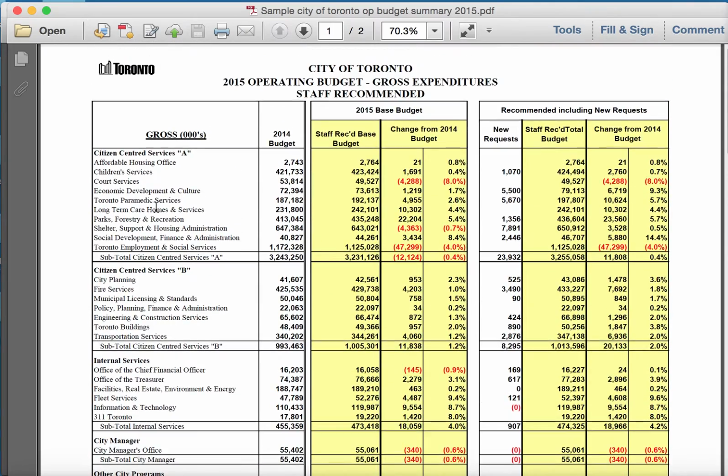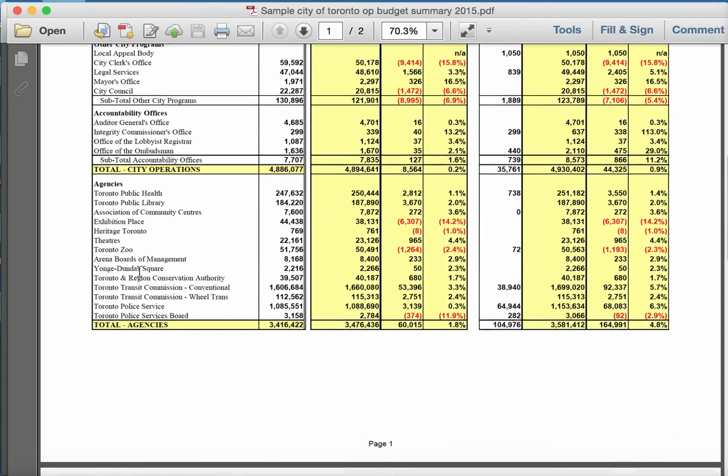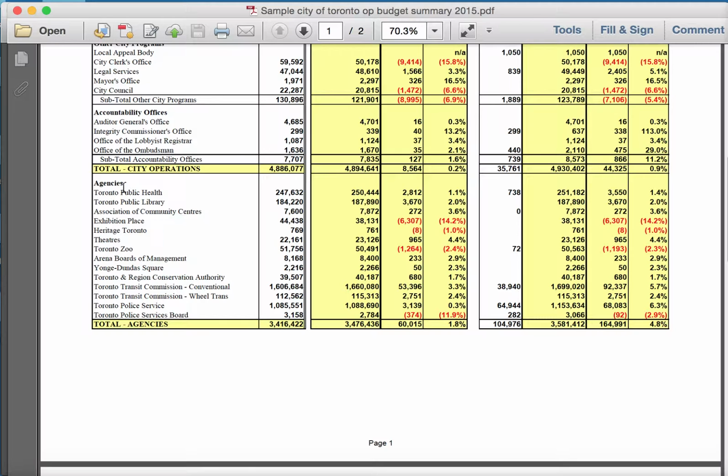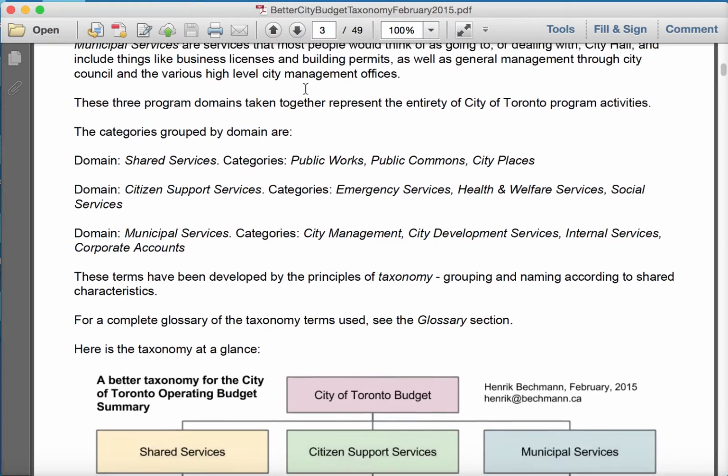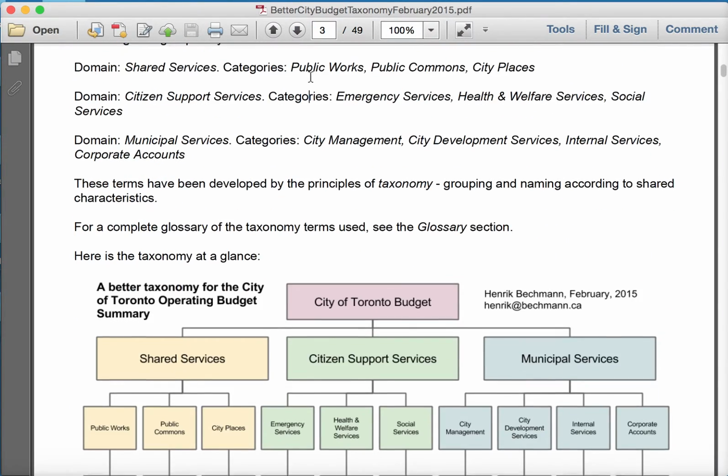What's problematic in my view is the summaries, which are not as meaningful. So, for example, citizen-centered services A and B. There's a category called agencies, which is legalistic. That doesn't really communicate a lot of information to most consumers of this budget in terms of the summaries of the budget at a higher level. So what I've done is reorganize those categories, and you'll see that on page 3 of my report.